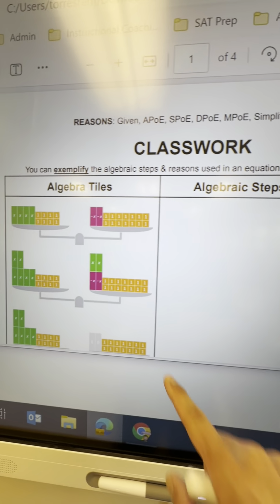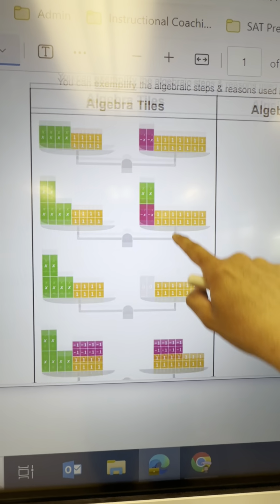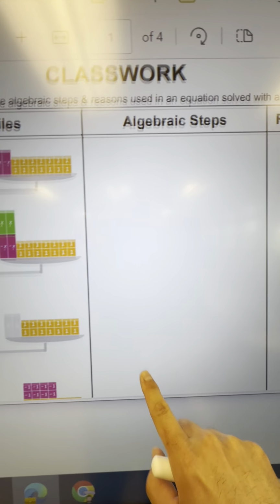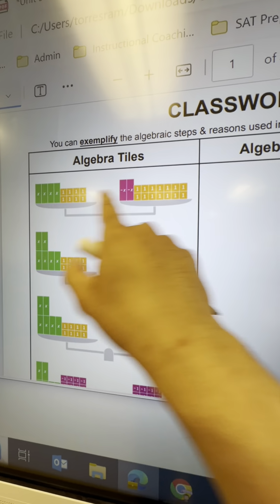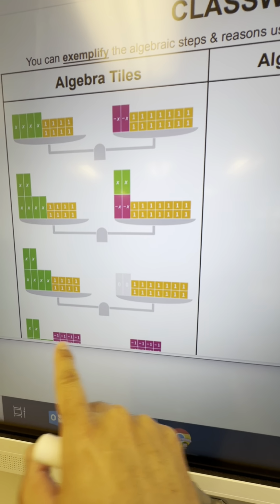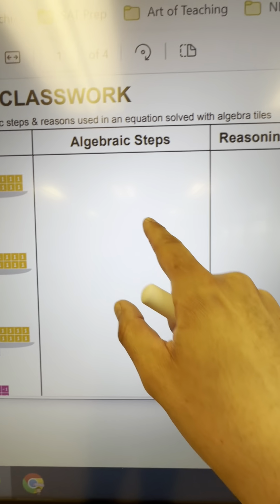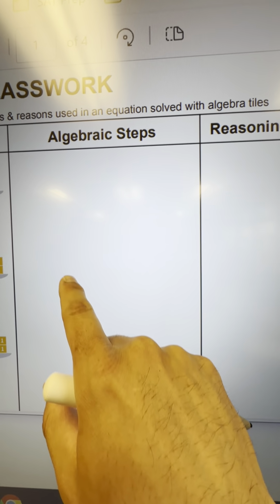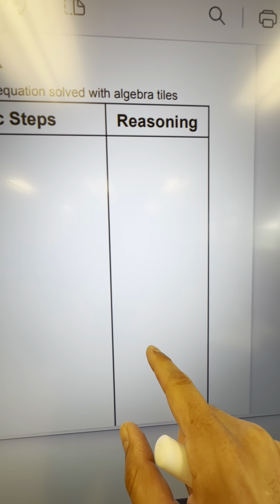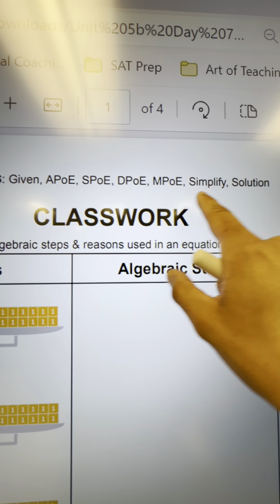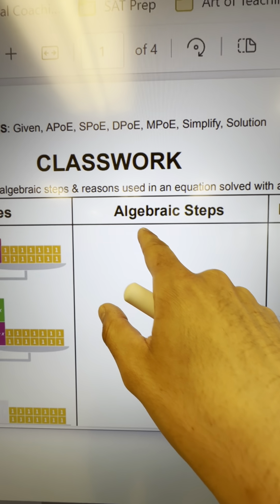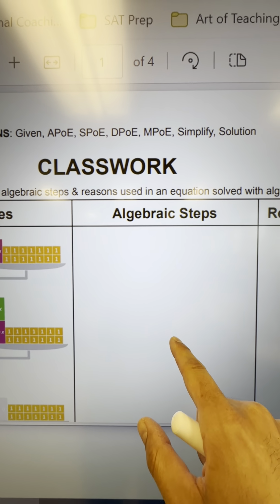In this assignment, you're going to see that an equation was solved using algebra tiles. And your goal is going to be to write out the algebraic steps to exemplify what happened as this was solved out using algebra tiles. And then as you write out the algebraic steps, you're also going to provide reasoning. And you'll see at the very top, I wrote down a list of the reasons you can use for this column. And then I'm going to show you now in this video the algebraic steps to write for each of these examples.